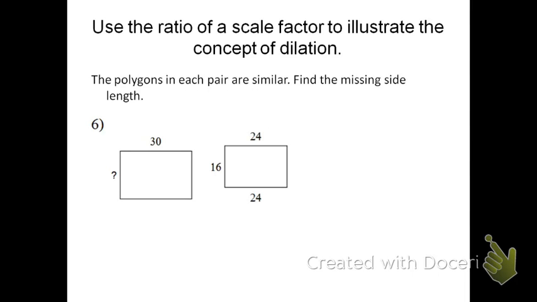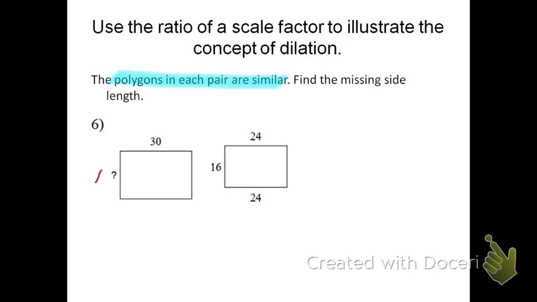All right, number 6, moving along. This is a new type of problem, but again, this says the polygons are similar. So we just need to find the missing side length. Now, what we're getting into is working with a proportion.